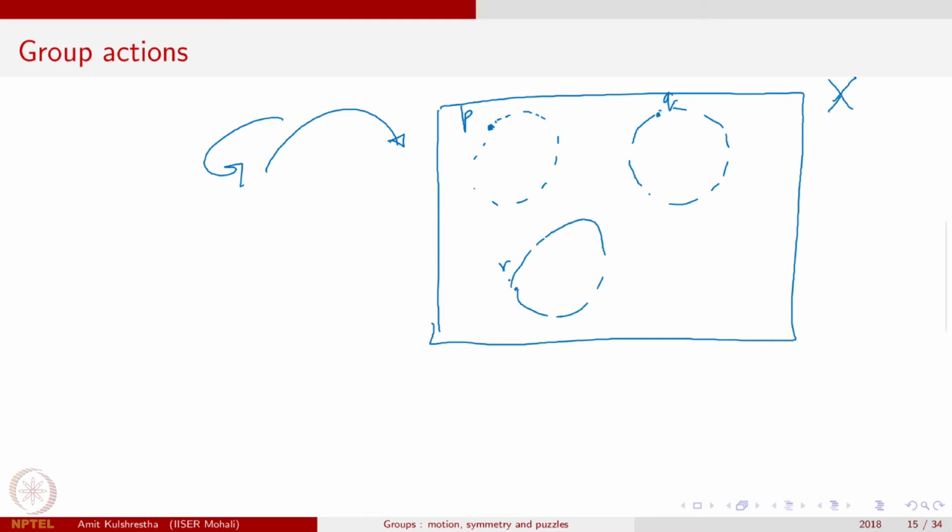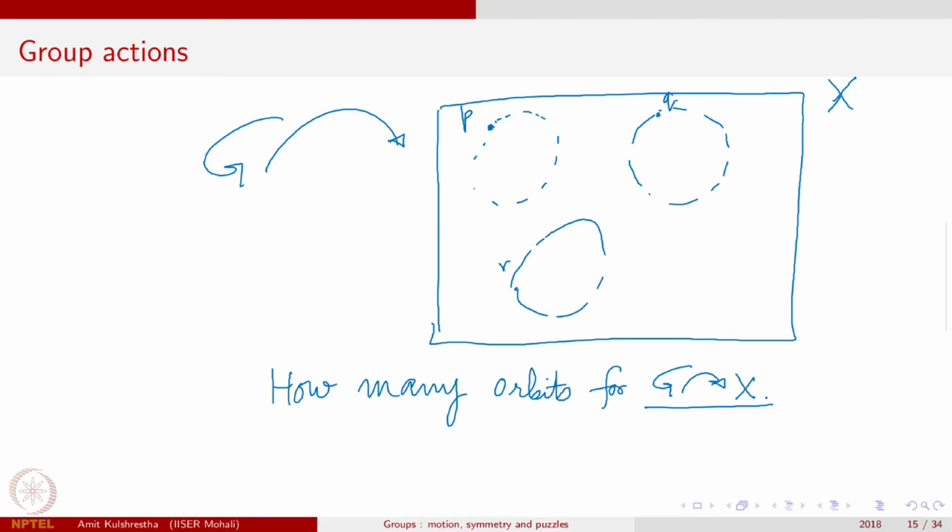The question is how to count how many orbits are there, and that's quite an interesting question, has a very interesting answer and has very interesting applications. So the question is, how many orbits are there for a group action, for a given group action? G is a group, acting as a finite group, how many orbits are there? And it's quite an interesting answer.